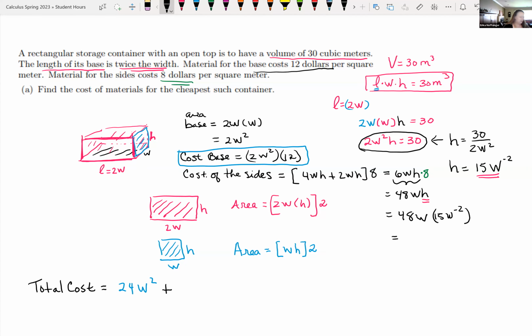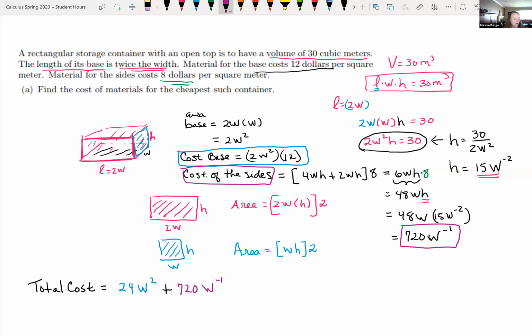I don't really like that number, 15 times 48. That's 720. So this is going to be 720W times W to the negative 2 power. Using rules of exponents, we would add our exponents. So this would be 720W to the negative 1 power. Okay, so we're adding now the cost of the sides, which was this. So plus 720W to the negative 1.